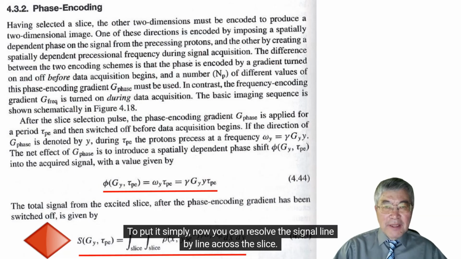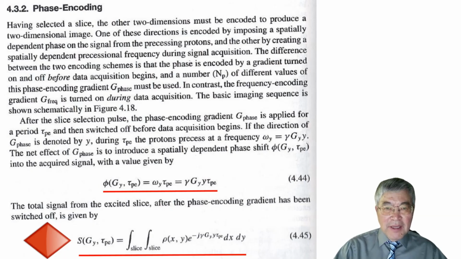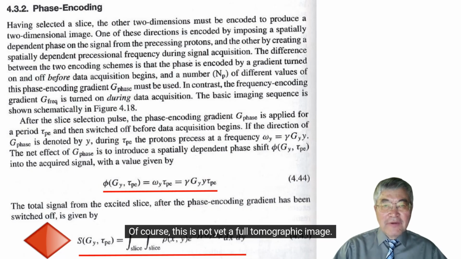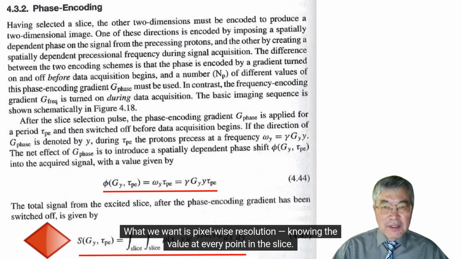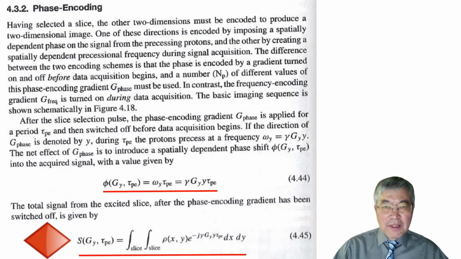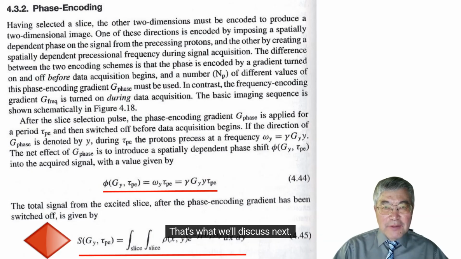To put it simply, now you can resolve the signal line by line across the slice. You're no longer dealing with one lumped signal. Instead, you can tell which row in the slice contributed to the measured data. Of course, this is not yet a full tomographic image. What we want is pixel-wise resolution, knowing the value at every point in the slice. Phase encoding alone only gives us line-by-line information. To complete the picture, we'll need to add frequency encoding on top of it. That's what we'll discuss next.